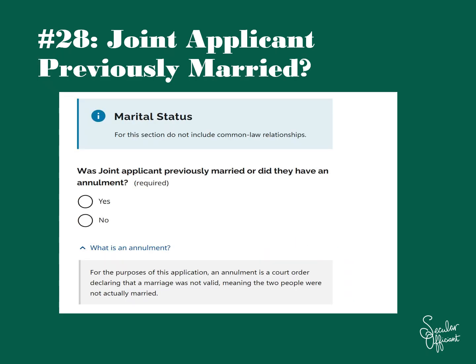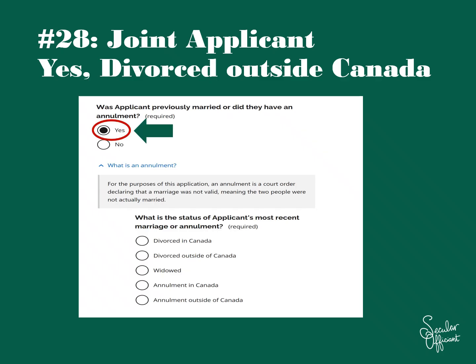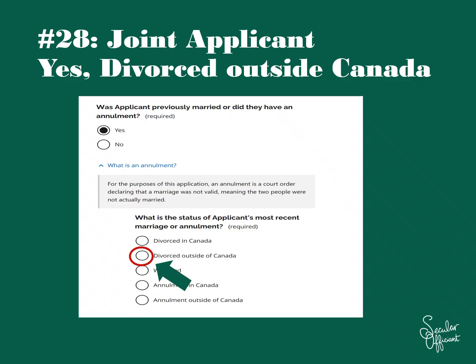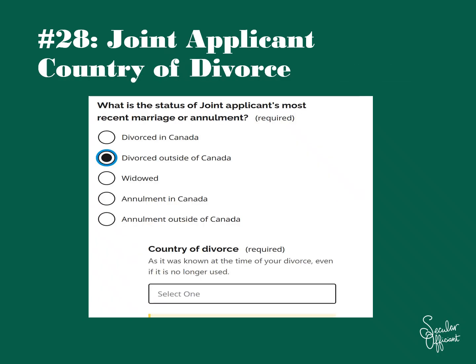Step 28 is indicating if your partner was previously married or had an annulment. In this example, we will select yes. When yes is selected, the application will ask you to select your marital status. For this example, we will select divorced outside of Canada. When divorced outside of Canada is selected, the application will ask for the country of divorce. Select the name of the country at the time, even if it is no longer used today. If the country is not listed, select Not Found.